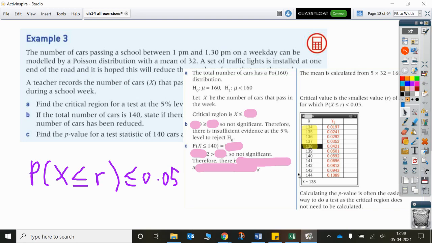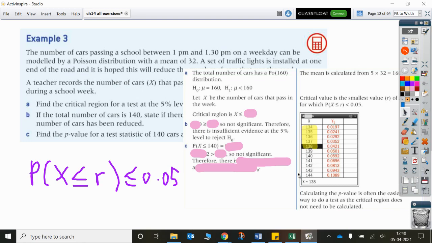So again, I can do Control Copy. I can do Control Paste. And then I'm going to just change that quickly from 150 to 140. Oh, I can see that that's 6%. So I need to go a bit below that. So again, I'm going to try 139. And I can see I'm still just slightly above 5%.